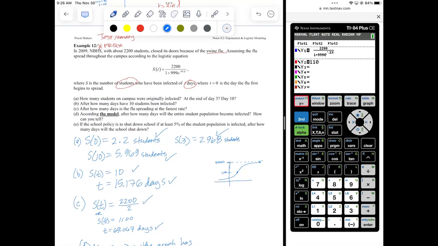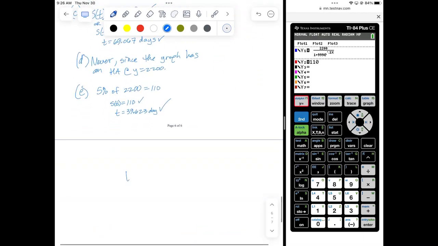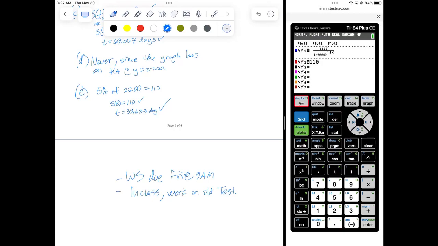Okay. All right, that's it. That concludes the notes. Your homework, your worksheet is due tomorrow, which is Friday at 9 a.m., like usual. And then tomorrow in class, we're going to work an old test. An oldie but a goodie. And it'll get you ready for Monday's exam.